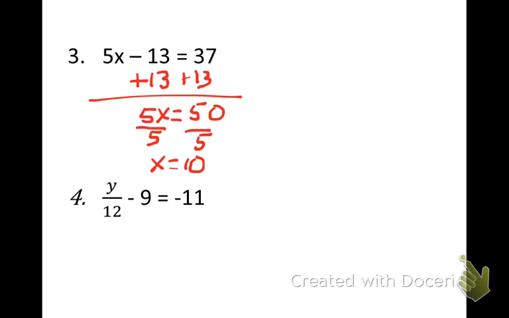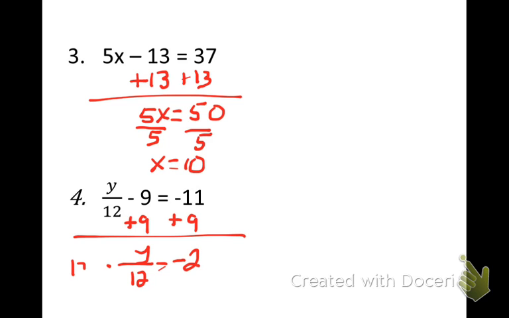The opposite of subtract 9 would be add 9 in problem 4. We get y over 12 equals, here my signs are different, so I need to use my rules, which means subtract and keep the sign of the bigger number. So it's going to give me negative 2. The opposite of divide by 12 would now be multiply both sides by 12, so we show it out here. These cancel, and we get y equals negative 24.